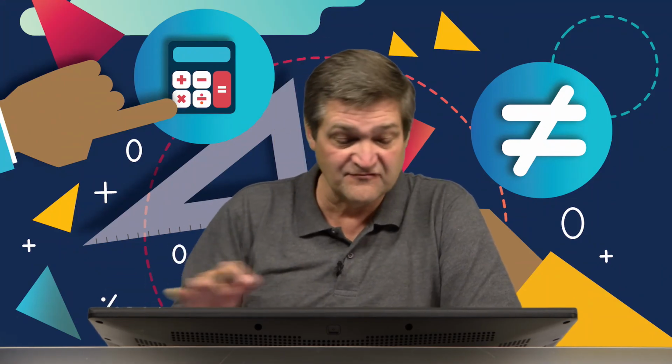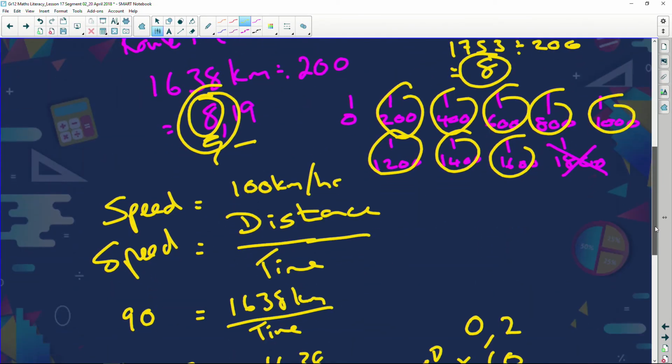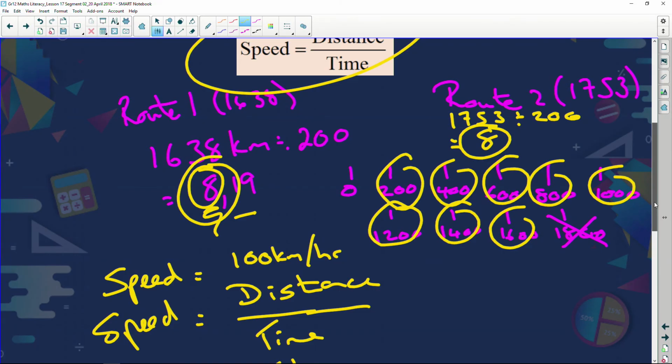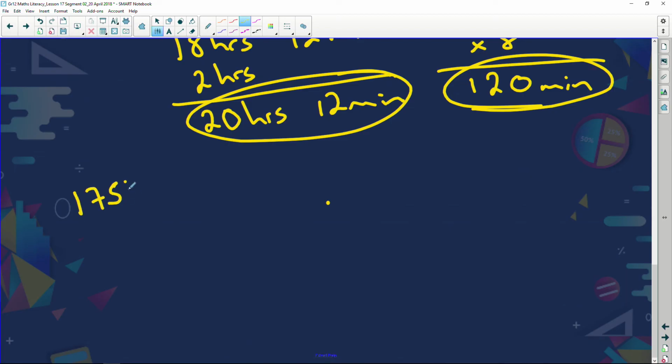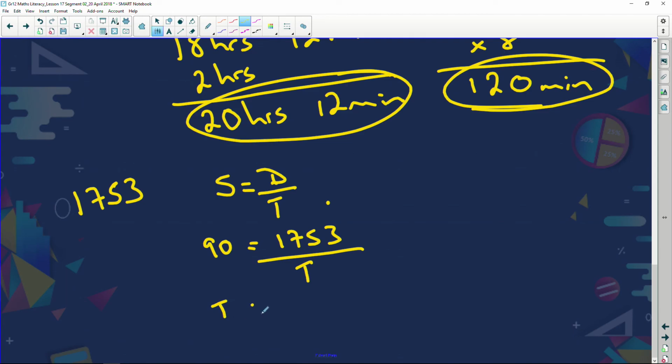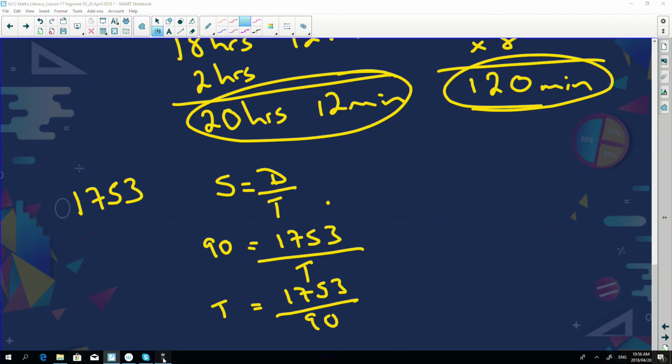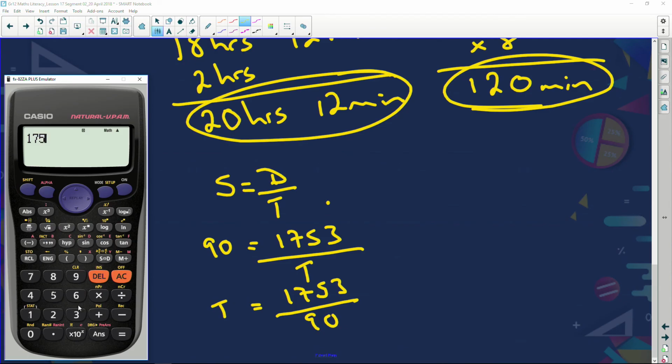Now, it goes on and says exactly the same thing. We now have to do everything again, but using route number 2. Route number 2 was 1,753 kilometers. Remember, speed is distance divided by time. My speed, we're still averaging 90 kilometers an hour. Our distance is 1,753, and we're going to try and find time. Time, therefore, is 1,753 divided by 90. My calculator is going to do it for me, and it gives me a wacko answer.